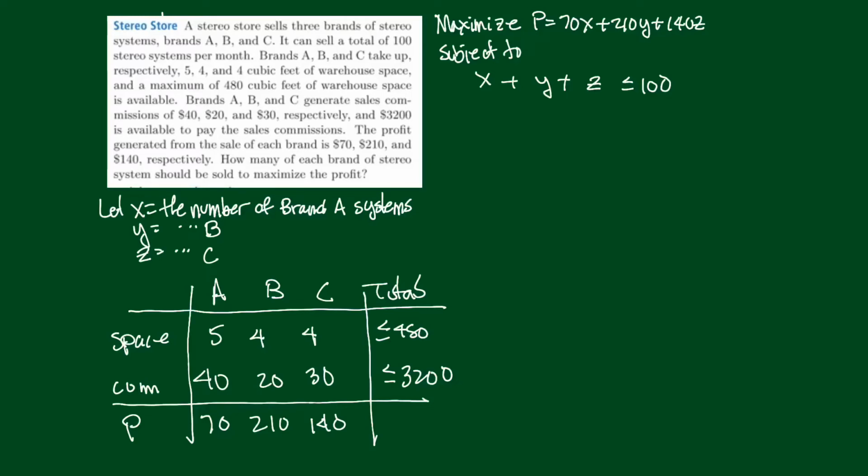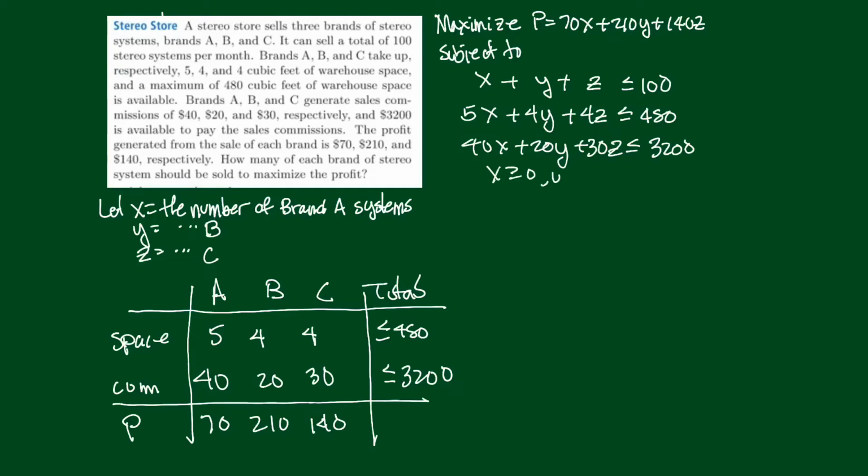Now the other two do appear, so what we're going to have is 5x plus 4y plus 4z less than or equal to 480, and then 40x plus 20y plus 30z less than or equal to 3,200. And of course, x greater than or equal to 0, y greater than or equal to 0, z greater than or equal to 0. And there is our linear program.